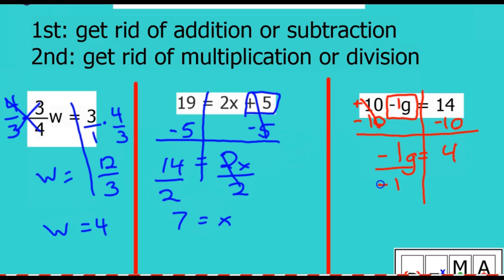Divide by negative 1. g equals 4 divided by negative 1, which is negative 4.